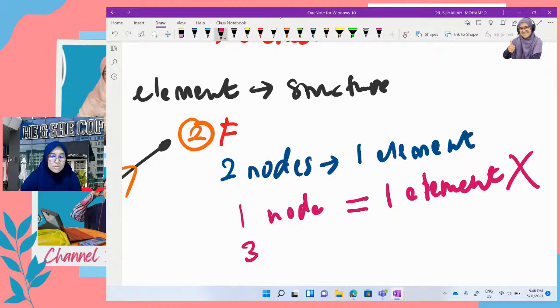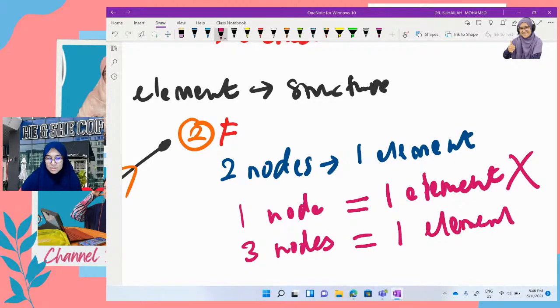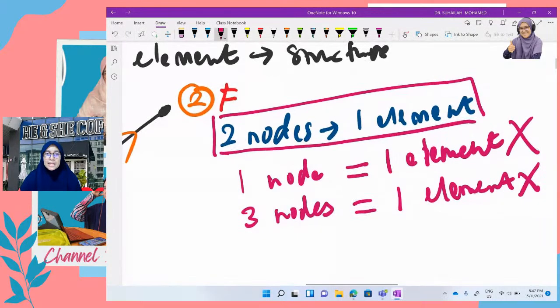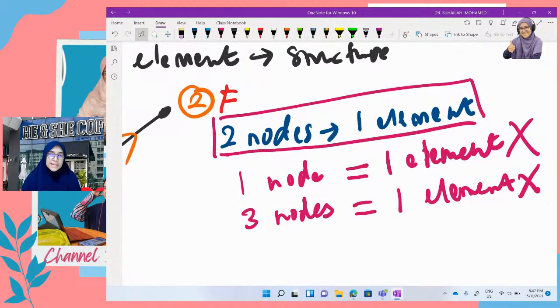And then three nodes? Is it equal to one element? No. It must be this. To have one element, we must have two nodes. Two nodes means one element. Two nodes, one element. And many elements become a structure. Many elements is the structure. Okay.